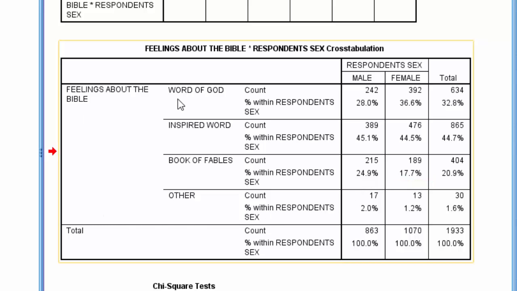In comparison, we can look at those who believed that the Bible is the Word of God. 28% of males believed that the Bible is the Word of God. In comparison, 36.6% of females believed that the Bible was the Word of God. Many more females believed that the Bible was the Word of God than males. So it looks like in the crosstab there's some support for our research hypothesis.